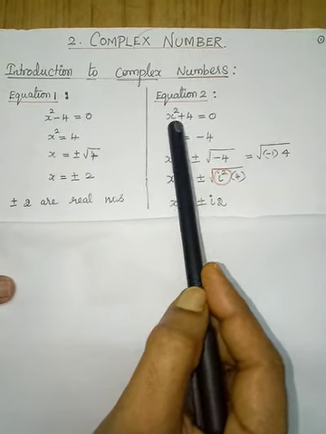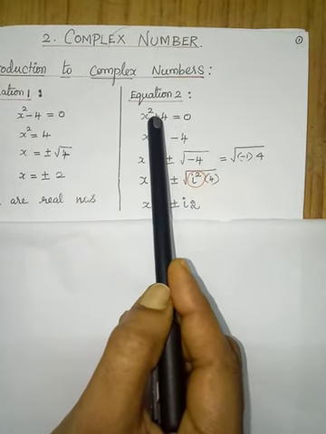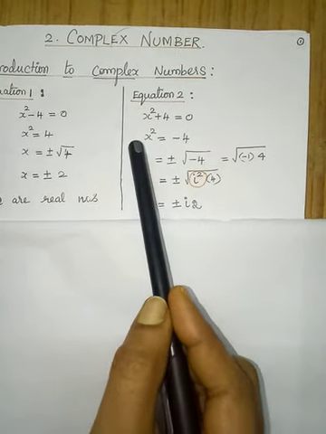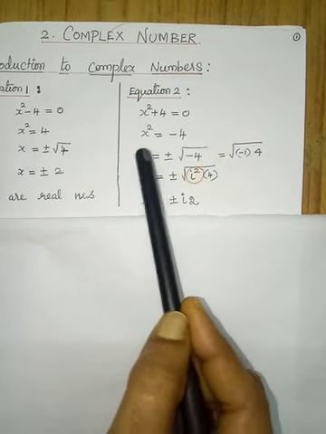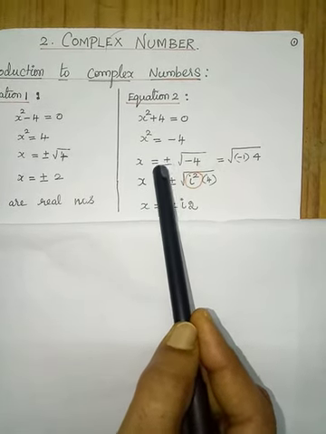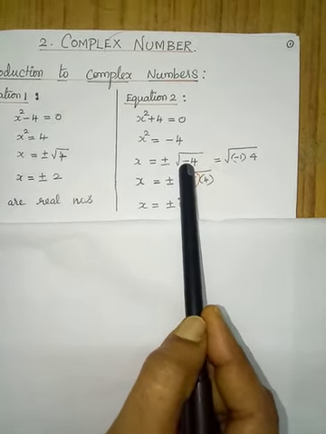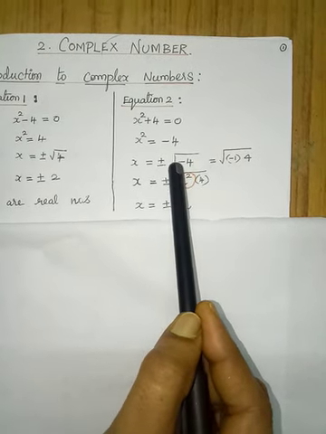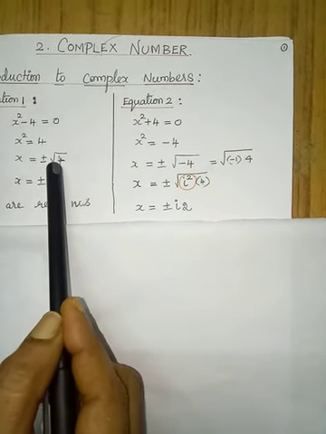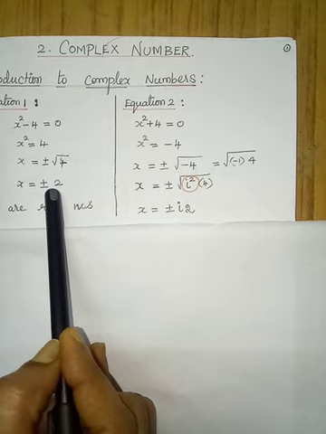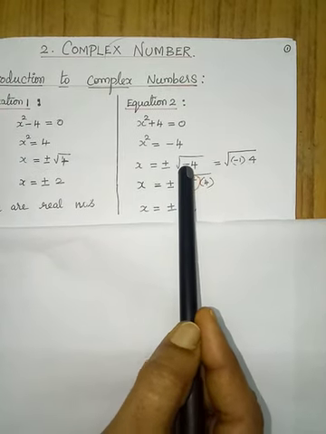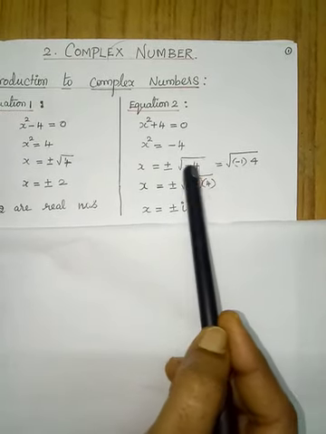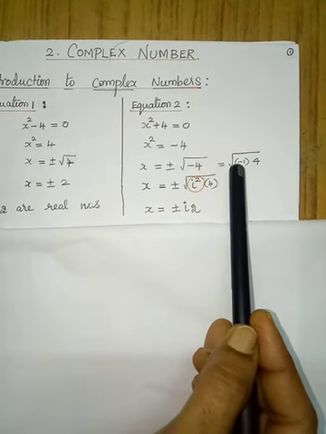Come to the second equation. Here x squared plus 4 is equal to 0. So you are getting x squared is equal to minus 4. x is equal to plus or minus square root of minus 4. Look at this, square root of minus 4. Square root of 4 can be written as plus or minus 2. So square root of minus 4, how will it be written? We'll see.